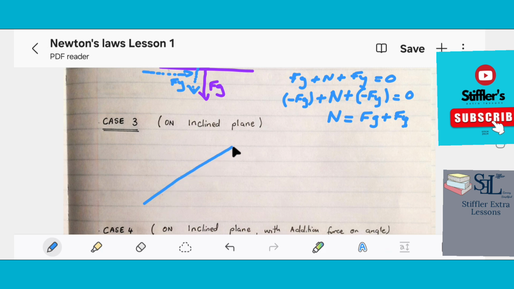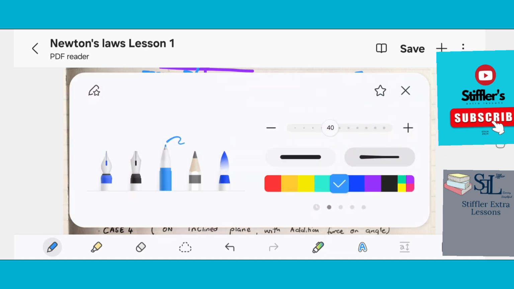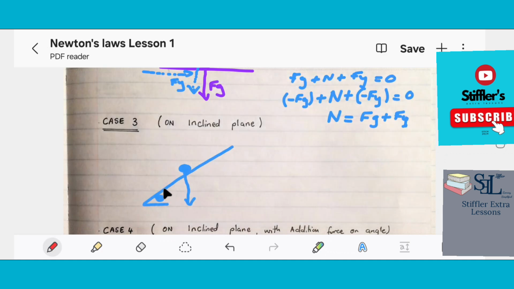So let's draw our inclined plane and let's have our object. We say that this object has Fg. Like I said, Fg is always perpendicular downwards. Remember that. Yes. So this is acting at an angle theta there. We also have our normal force, which is perpendicular to the plane, like that. So this is our normal force, this is our Fg.